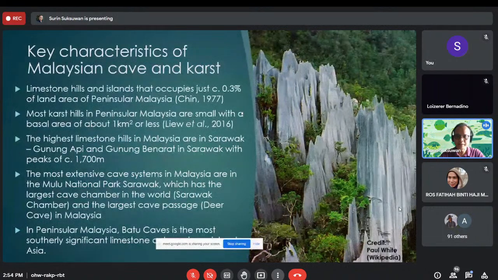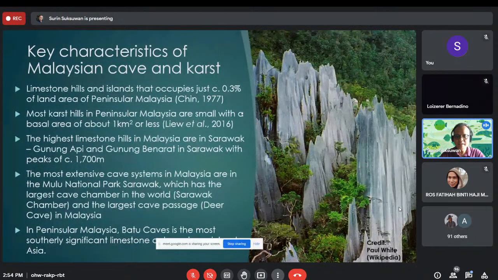But one thing that is still a record, not just for Malaysia, but for the world, is that the world's largest cave chamber is in Sarawak, and that's called the Sarawak Chamber. There are some very large caves in Vietnam as well, and maybe one day they'll find a larger chamber, but so far Sarawak still has that record. And it's also got the largest cave passage in Malaysia, which is the Deer Cave.